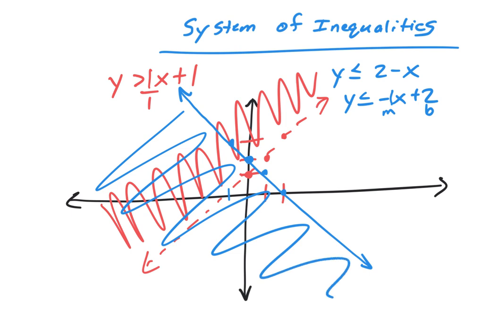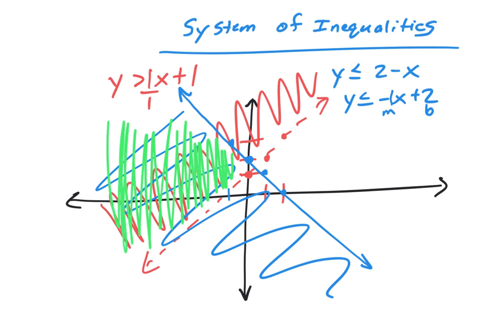And we're looking for the overlapping region. So my overlapping region would be where it's both red and blue. And that would be this area right in here. Okay, so this area is my solution. Your solution is not an ordered pair. Okay, your solution is a shaded area.